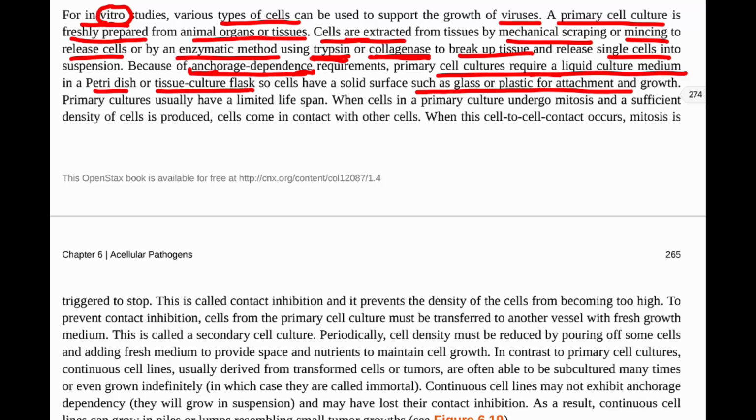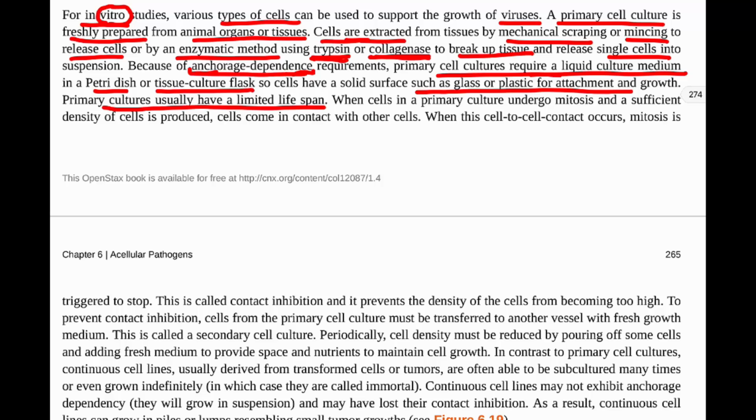So oftentimes there's a little bit of culture, a little bit of medium in there, and then the cells will be able to adhere to or attach to the surface of the petri dish or the flask. So primary cultures usually have a limited lifespan, so they are not able to live for very long.